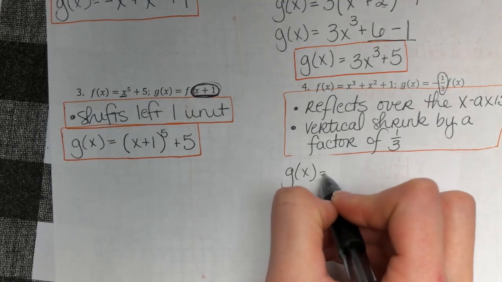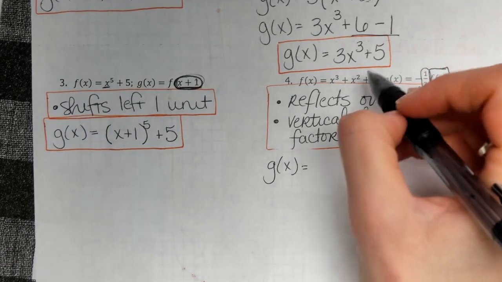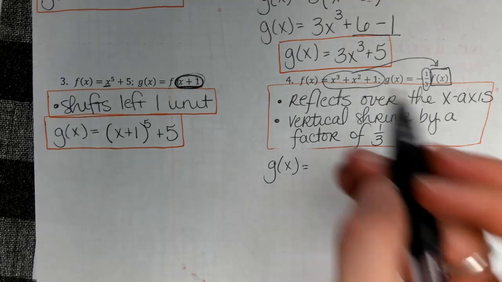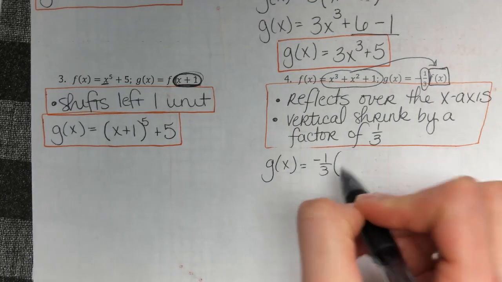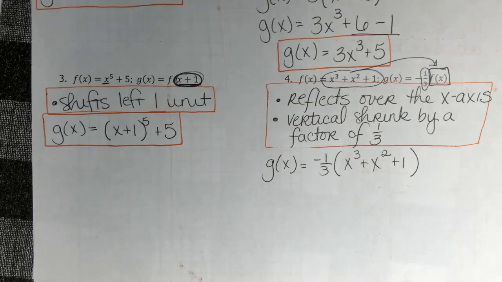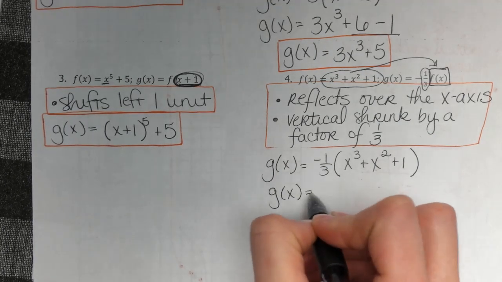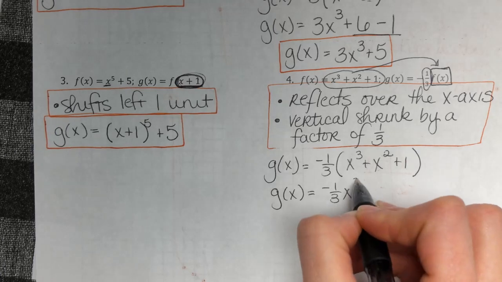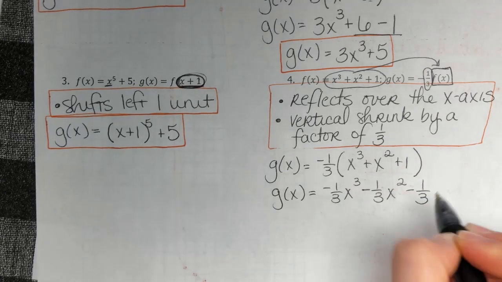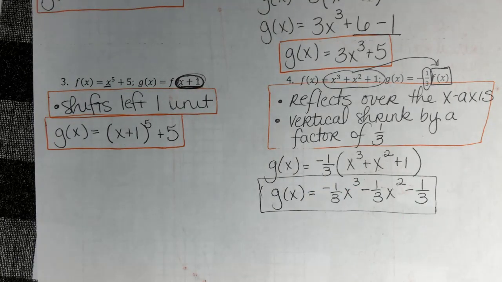Okay, now when you go and do your function, you're taking your entire function, f of x, and multiplying it by negative 1/3. So I've got a negative 1/3 times x cubed plus x squared plus 1. And all I do is distribute that. Okay, so g of x should equal negative 1/3 x cubed, negative 1/3 x squared, minus 1/3. Y'all good with that?